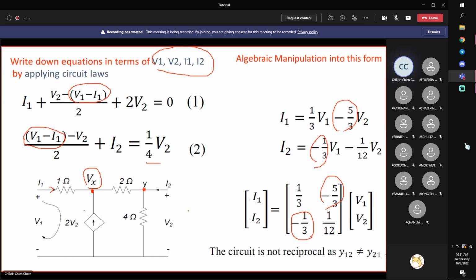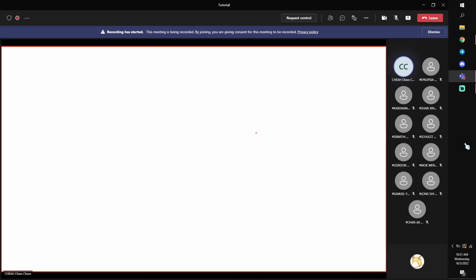Right, this means that if you pump in the same voltage on either side, it will not produce the same short circuit current on the other side. Any questions?